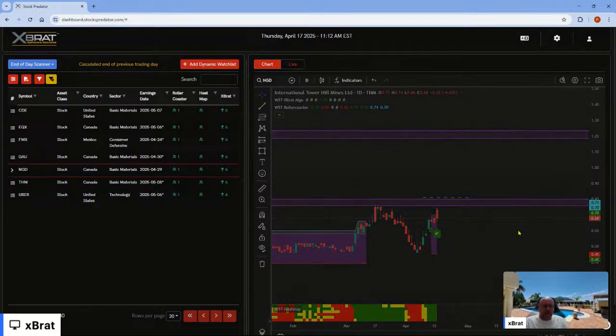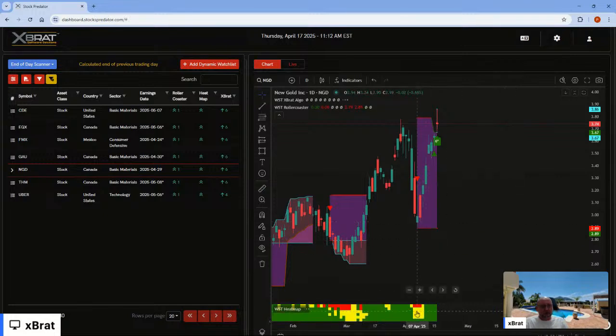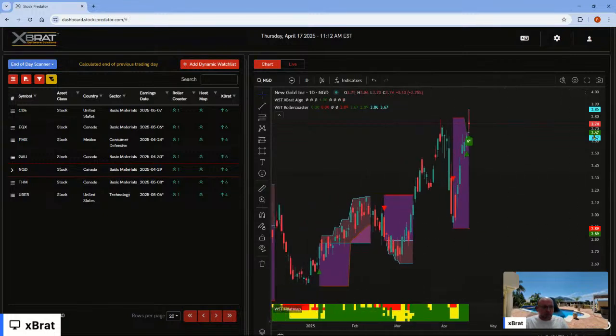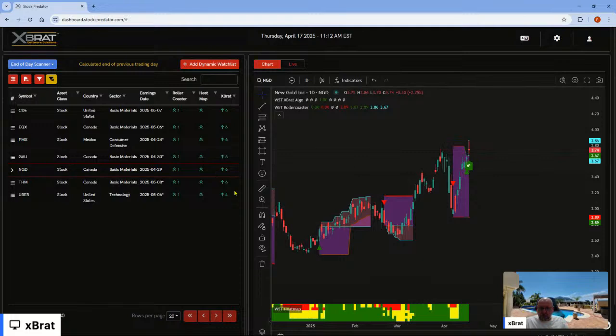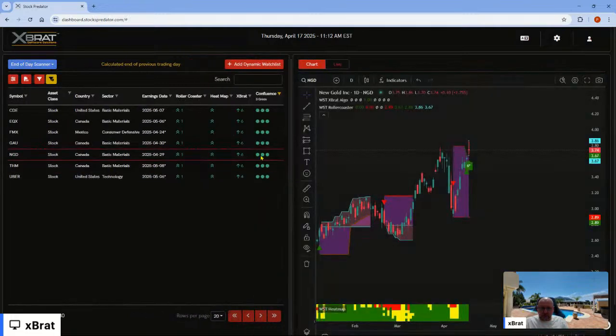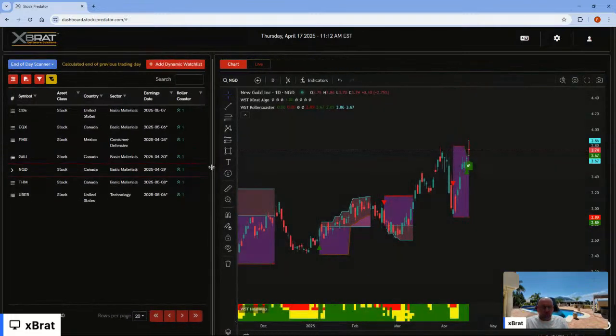NGD is next. Is this a potential for my watch list? So I can understand where we are. I've got full confluence, 3 out of 3 on the green. If I just move that slightly there, that's good. Quite happy with that.